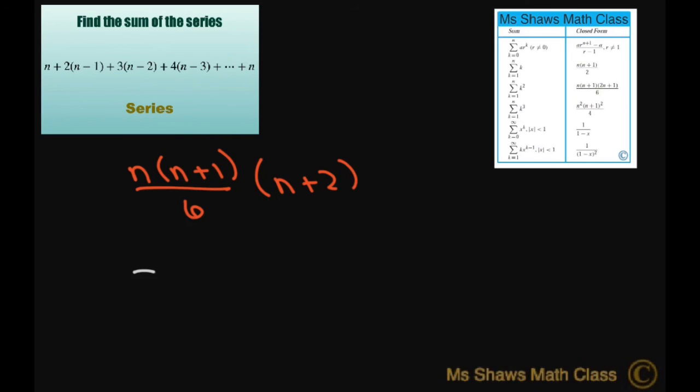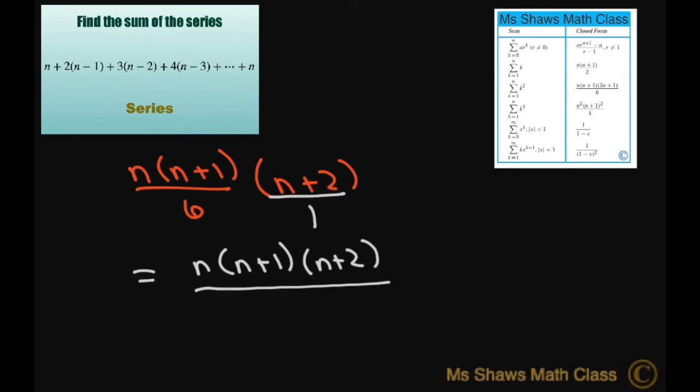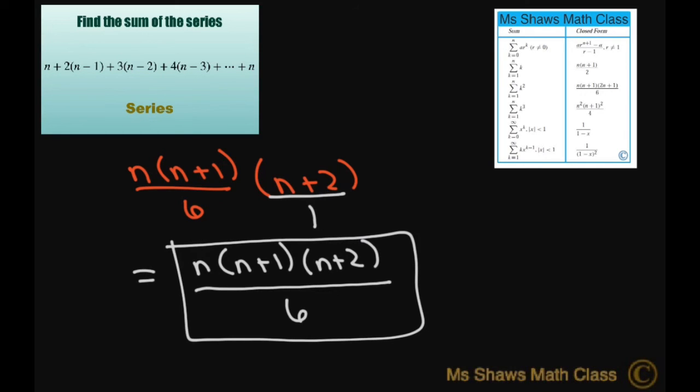So your final answer is you just multiply, this is over 1. So we can write this as n times (n plus 1) times (n plus 2), all divided by 6. That's your final sum.